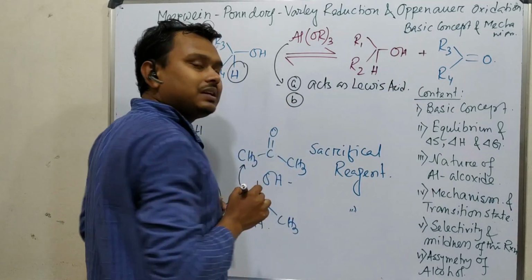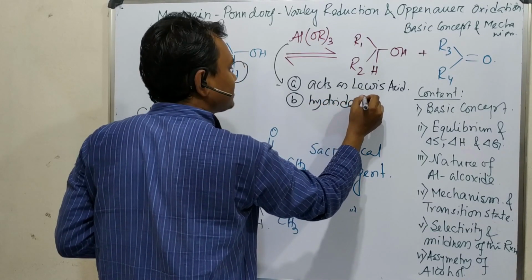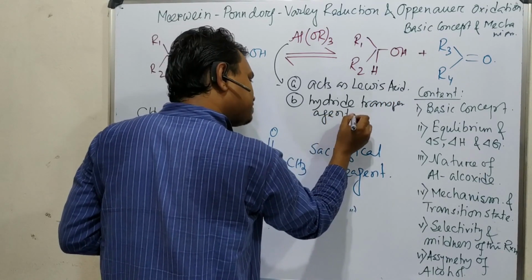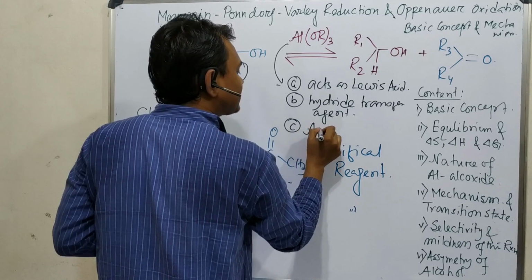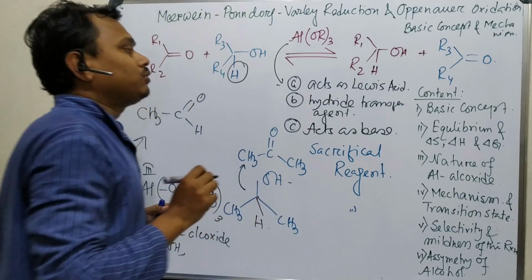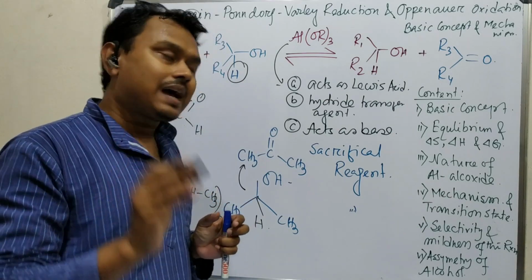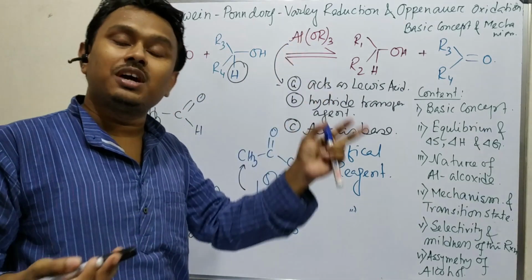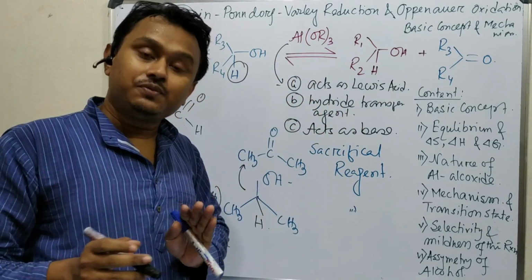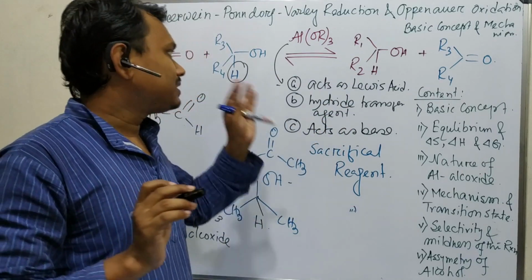Second, it is a hydride transfer reagent. I shall explain this during the mechanism. Hydride transfer agent. And the last criterion is that it acts as a base. How to understand this? Remember, during Claisen ester condensation, we used sodium ethoxide, which acts as a base, and alkoxide can act as a base. This is aluminium. Reactivity pattern may change a little bit, but the basic criteria is expected to be the same. Fine, that it can act as a base.